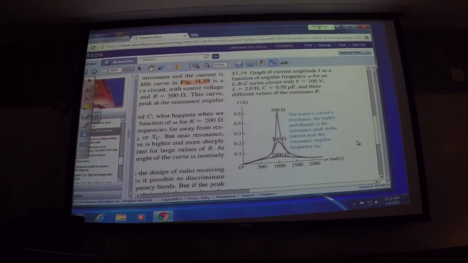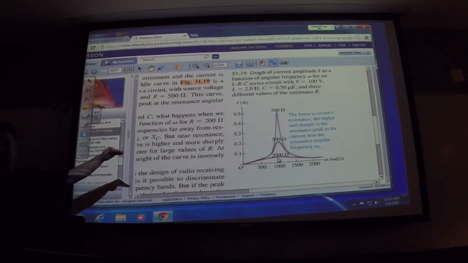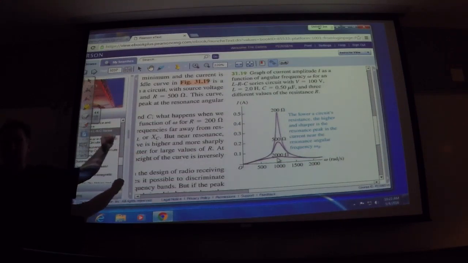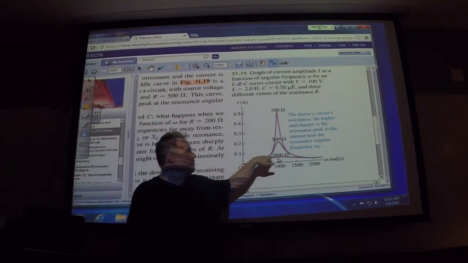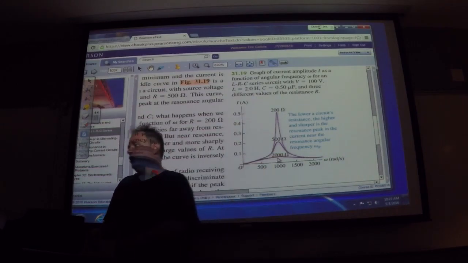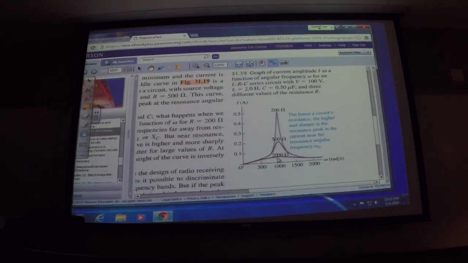It's about 180 hertz, maybe a little bit less than that. They just wanted to make the number. So anyway, they made it so that this thing would resonate at 1,000 radians per second. And so then they show you that if you have 2,000 ohms as your resistor, your resonance doesn't seem to really resonate that much. Because at all these frequencies, the 2,000 ohms is pretty much dominating your circuit.